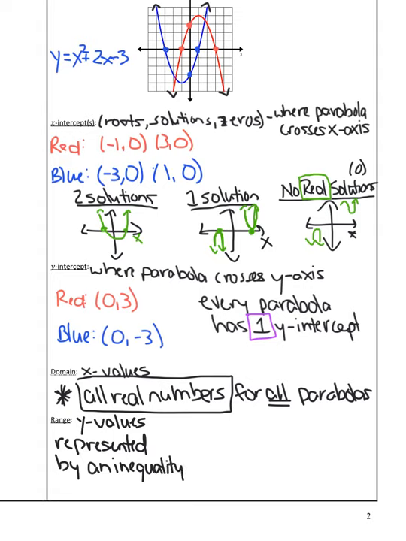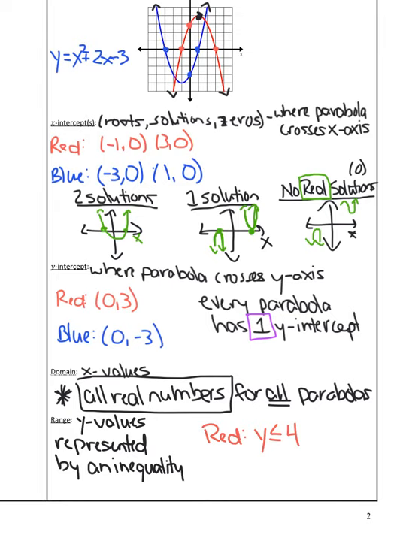All right, so the range is represented by an inequality. If I look at my red parabola up here, the vertex, that top point, it doesn't go above that top point. So the range of my red is going to be y is less than or equal to 4. That is the range because it doesn't go any higher than 4. If we're up here at 5, we're not on the parabola anymore. We're at 4 is where we top off.